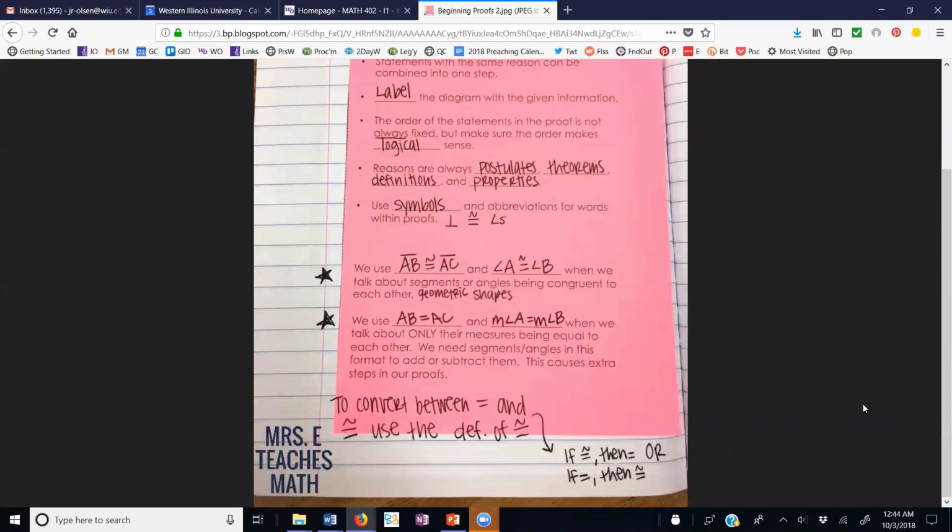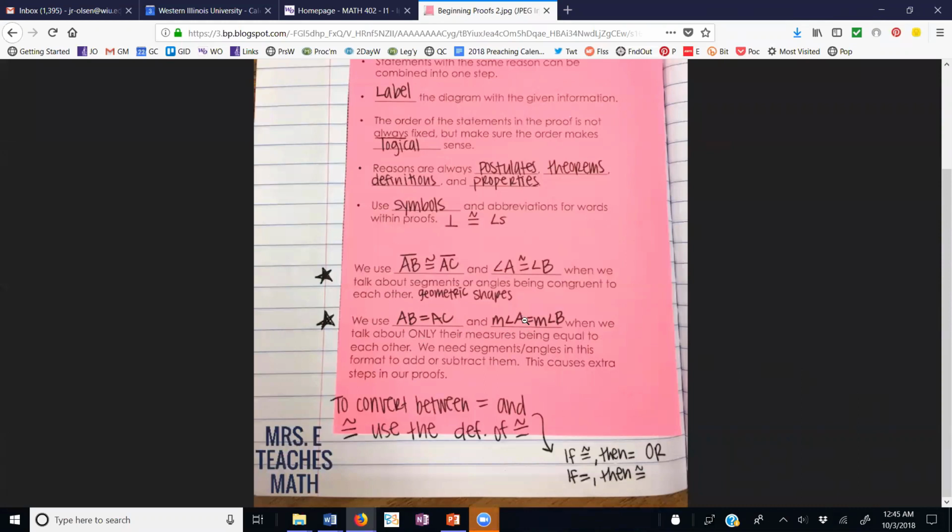We use AB equals AC, and the measure of angle A equals the measure of angle B, when we talk about only their measures being equal to each other. We need segments and angles in this format to add or subtract them. So if you're going to want to say things are equal, it must be numbers. And AB here is a number. It means the distance from A to B, or the length of segment AB.